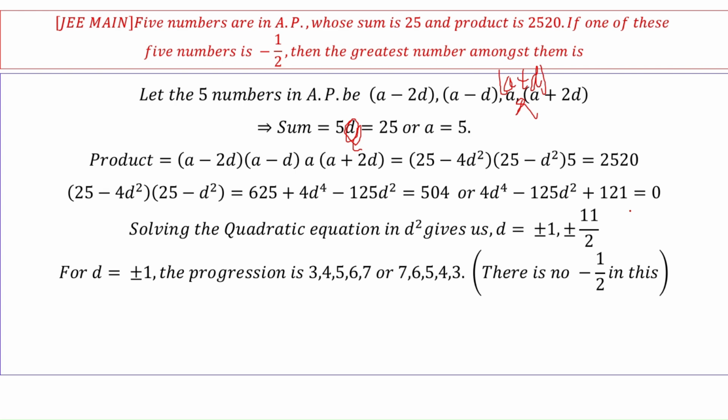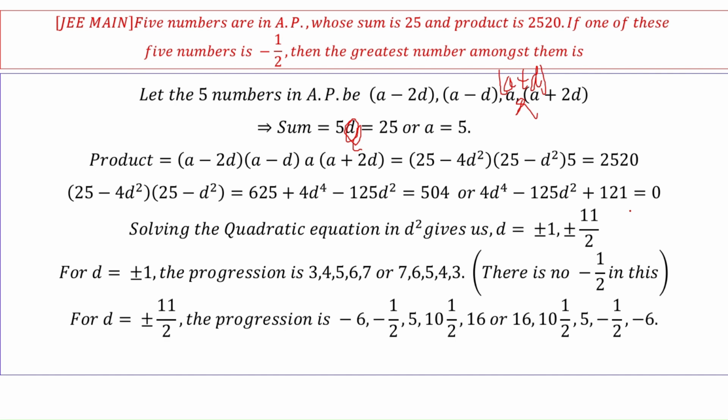If you take d equal to plus or minus 1, the progression is either 3, 4, 5, 6, 7 or 7, 6, 5, 4, 3. There is no minus of in this, so this is ruled out because it is given that one of the terms is minus of. So for 11 by 2 plus or minus 11 by 2, the series looks like minus 6, minus of 5, 10 and half and 16, or reverse 16, 10 and half, 5, minus of and minus 6.